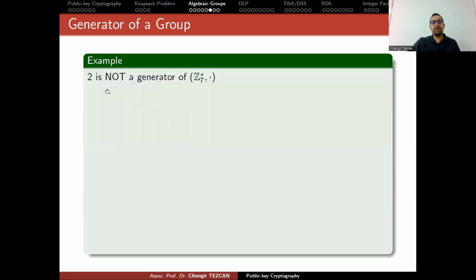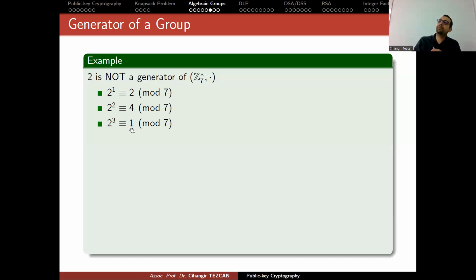As an example, I'm saying that 2 is not a generator of Z7 star with respect to multiplication. As you can see, 7 is a prime number, so this is really a group. But 2 is not a generator because let's start multiplying 2 with itself. So I'm using the group operation on 2. The first power of 2 is itself. Then I'm multiplying 2 with 2. The result is 4. Then now multiplying 2 with 2 and 2, so you are actually multiplying 4 with 2. The result is 1. So I obtained the identity element.